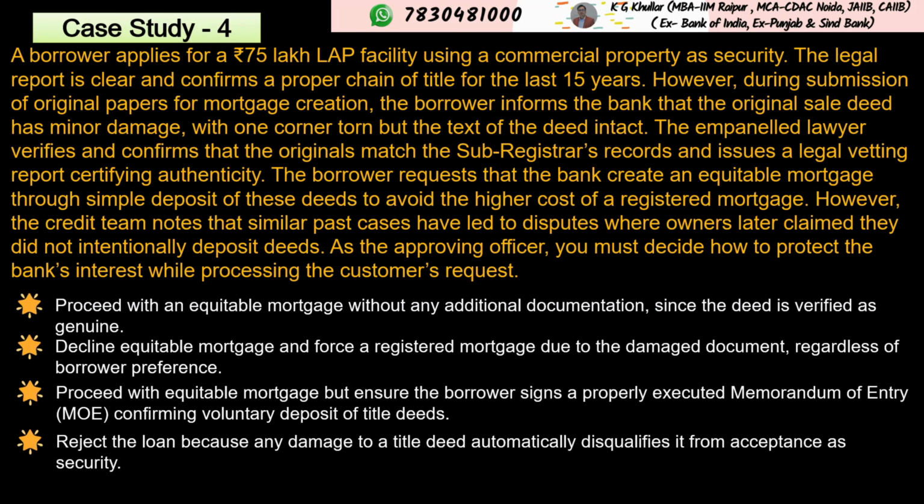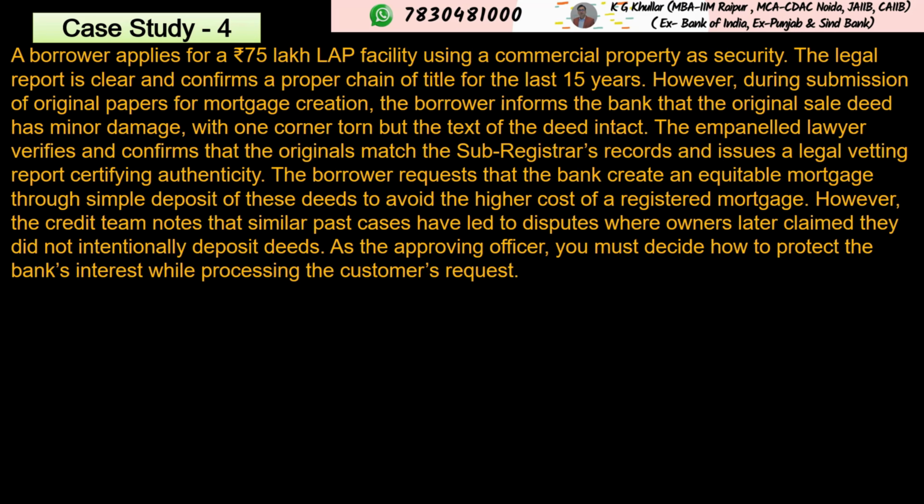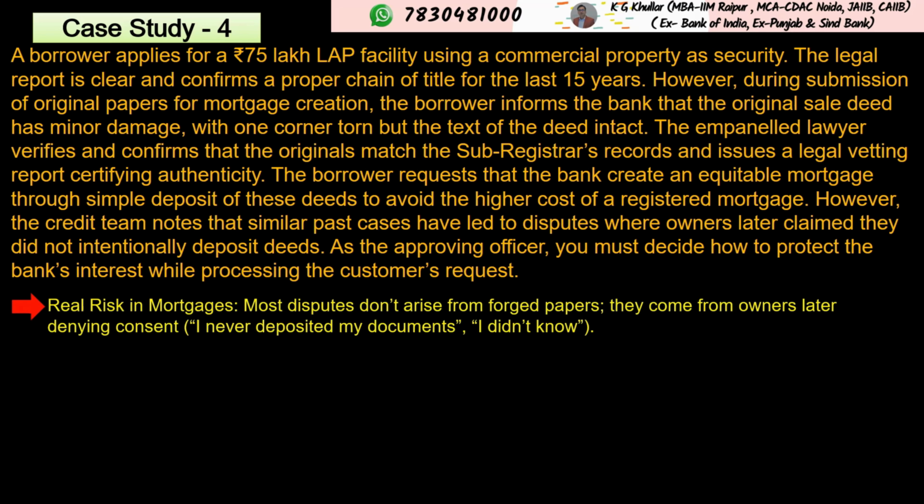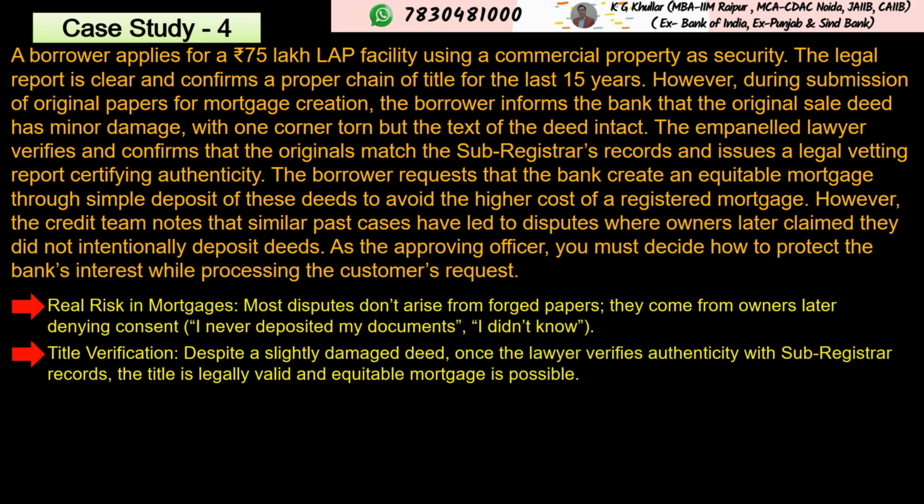Now friends, whenever we talk about property mortgages, especially equitable mortgage, the biggest fear banks have is future disputes. And trust me, friends, most disputes in real life do not come from forged documents. They come from owners denying their consent letter. So in this case, even though the sale deed is slightly damaged, the empaneled lawyer has physically compared the original with the sub-registrar's digital and physical records and confirmed that the document is authentic. So there is no legal defect to the title deed. This means an equitable mortgage is legally possible.